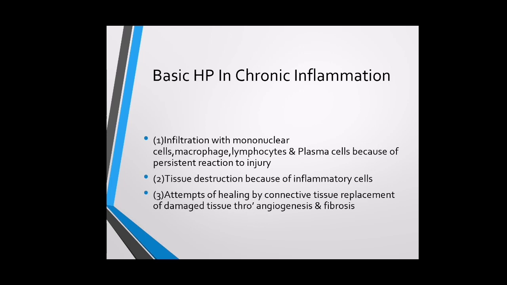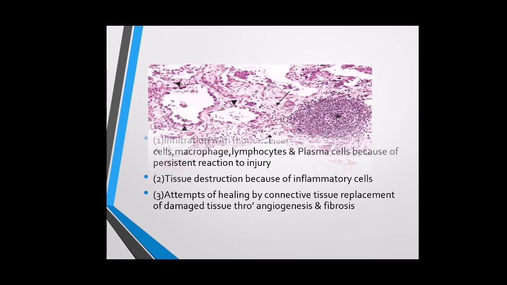Let's see the basic histopathology in chronic inflammation. You will find infiltration with mononuclear cells, that is macrophages, lymphocytes and plasma cells, because of persistent reaction to injury. You will find tissue destruction caused by inflammatory cells, and angiogenesis and fibrosis, which are attempts at healing by connective tissue and replacement of damaged tissue.